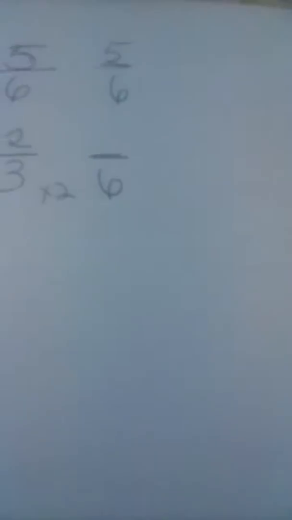Not really, but different. 3 and 6 are not the same number, but what do I do to 3 to get 6? I multiply it by 2, right? 3 times 2 is 6, which means I also have to multiply the top by the same number. These two parts have to match, these two steps. So what's 2 times 2? 2 times 2 is 4. Okay? So now my new problem is 5/6 minus 4/6.